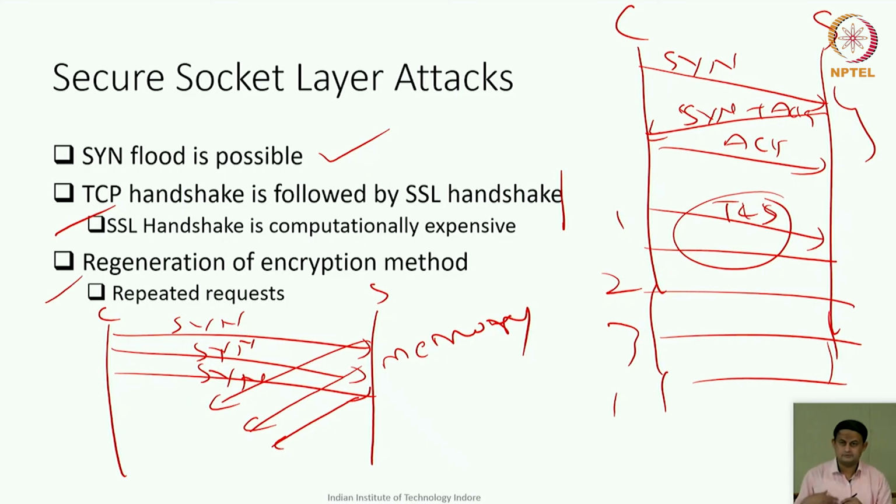Similarly, the client may not ask for a change in the algorithms, but might simply ask to change the key that is used for encrypting the data. If that also happens, then also the server might be burdened with a lot of computation, and at one point of time it might collapse. So that's how the operation of SSL itself can be leveraged to generate new sets of denial of service attacks.